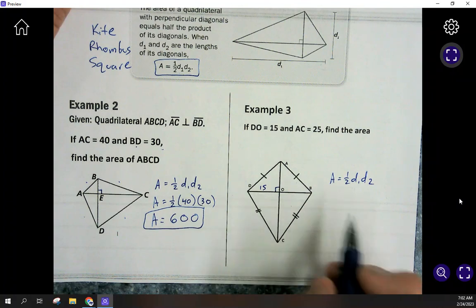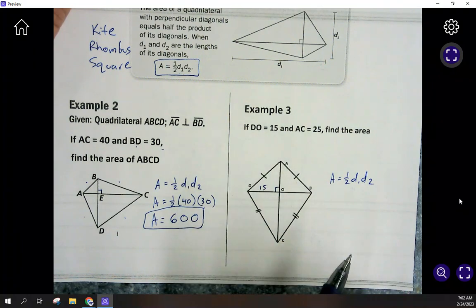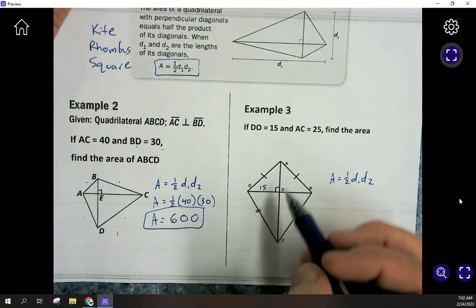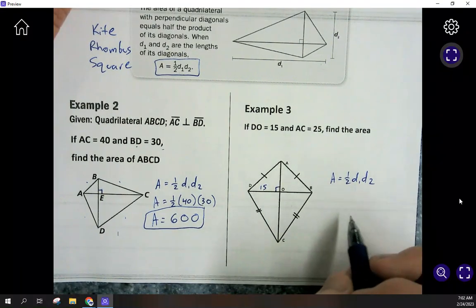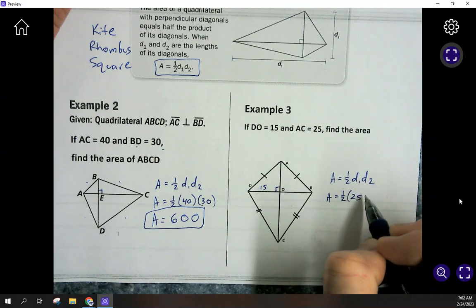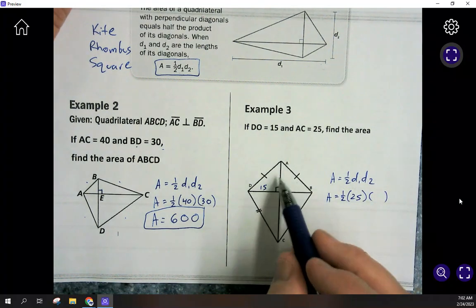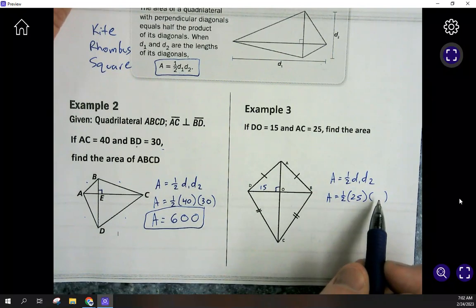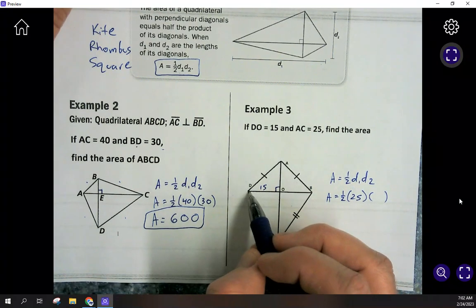And so that's not a full diagonal, so be careful. A lot of people would just plug that in. And then AC equals 25. Okay, and that is one of my diagonals. So I'll go ahead and plug the 25 in. For diagonal 1, AC is 25, but I need DB for this piece right here. And right now I don't have it.